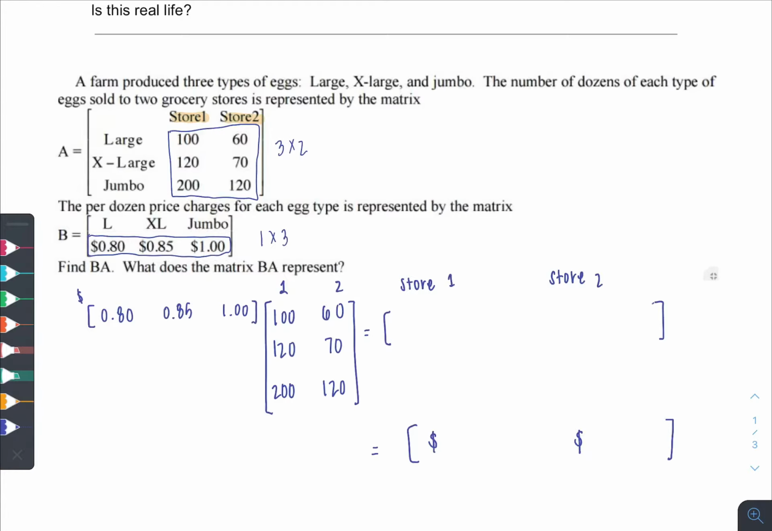Just setting it up. So I want to do the first row by the first column and add all of those values together. So I'm doing 0.8 times 100, that's 80. 0.85 times 120, it's 102. And then 1 times 200 is 200. Okay, so there is that.